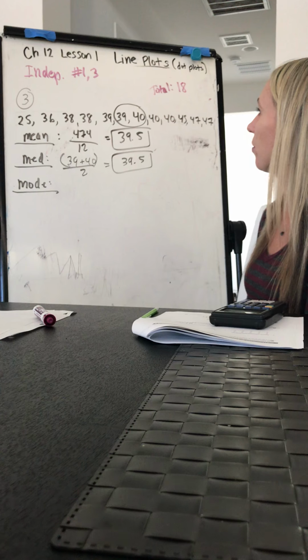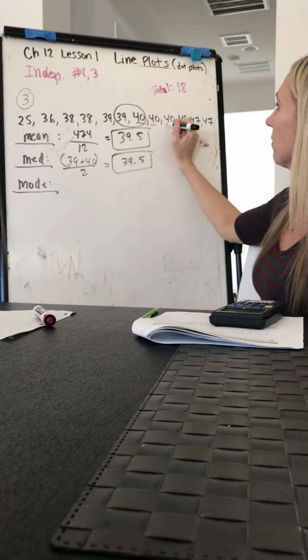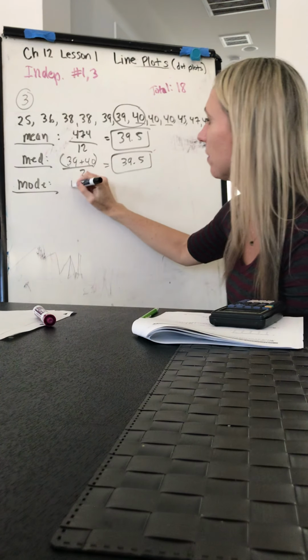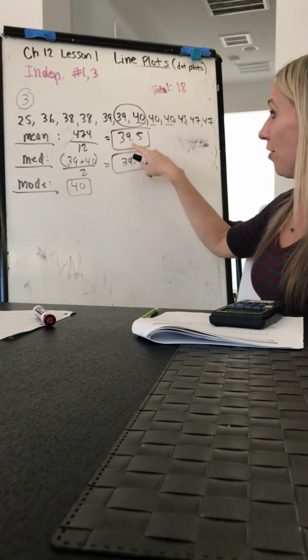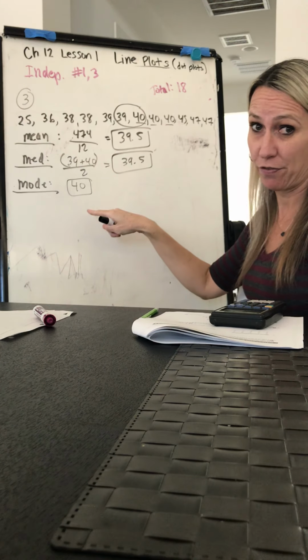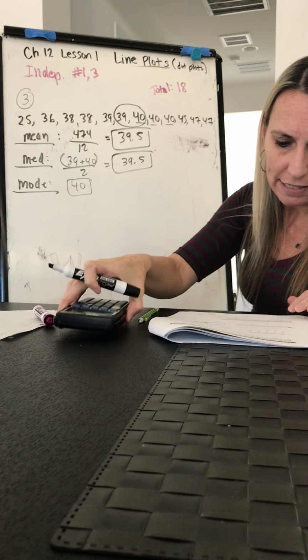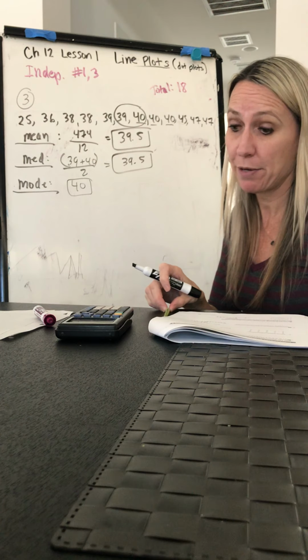Now the mode is what occurs most often, and it looks like 40 occurs the most. There's 3. I don't think any of the other ones have 3, so it's going to be 40. Okay, so the measures of center are 39.5, 39.5, and 40. They're all really close. Then it says the variability.